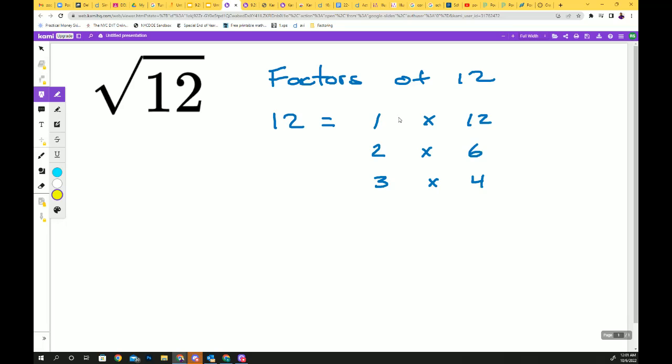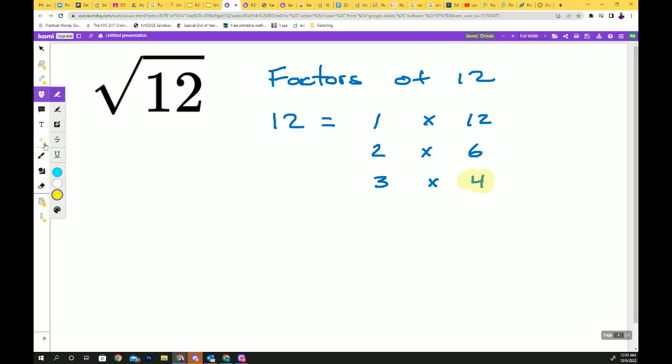So we know 1 is a perfect square, but the problem with 1 is that 1 times 12 gives us back that same 12. So let's see if we can find another perfect square. 12 isn't a perfect square. 2 isn't a perfect square. 6 isn't a perfect square. 3 isn't a perfect square, but 4 is.